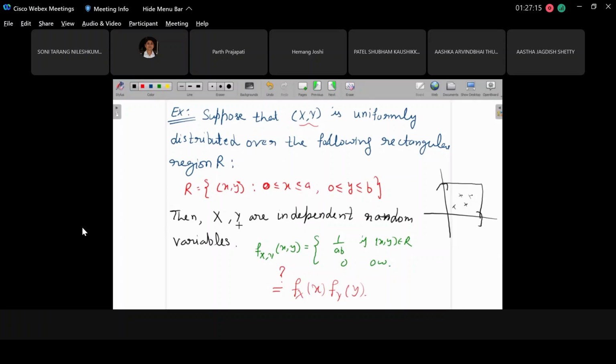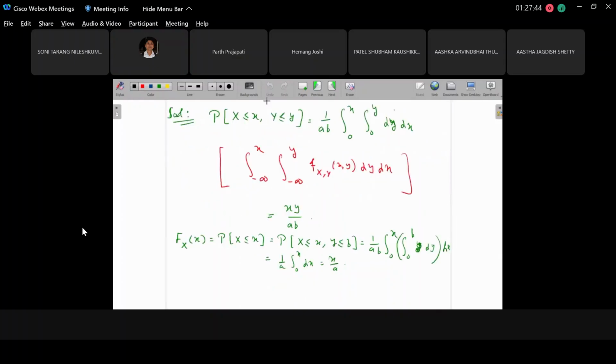Sorry to interrupt, sir. I just had a question: here, are we assuming that x is a uniform random variable and y is a uniform random variable? Yes, we are assuming that they are jointly uniformly distributed. Okay, and we are also assuming that x and y are uniform random variables. We are assuming those two things. Okay, sir.